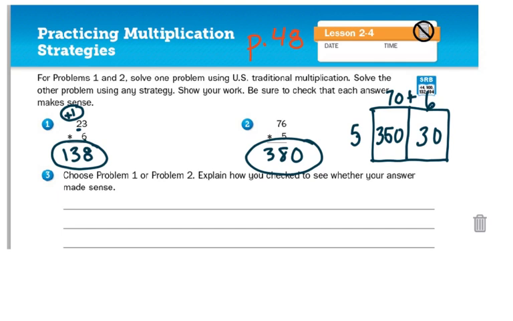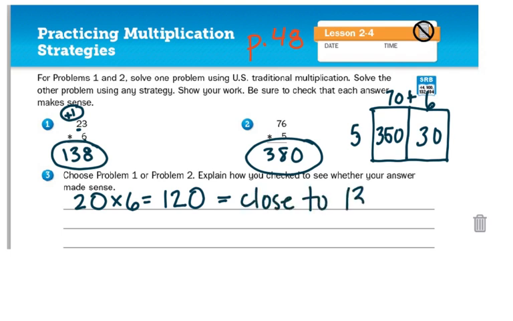Number 3 says choose problems 1 or 2. Explain how you check to see whether your answer made sense. Well, if I take number 1, if I estimate 23 is closest to 20, I take that single digit of 6. 2 times 6 is 12 with 1 zero behind it. And I could see that my answer made sense. It was close to 138.